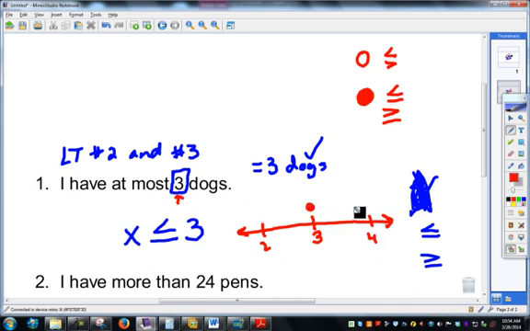Now, we're going to shade where my solutions for x would be. Where are my solutions less than or equal to 3? Well, they're this way. So there's your shading. And that means I could have 3 dogs, I could have 2 dogs, I could have 1 dog, I could have 0 dogs. Okay? Let's go to the next one.